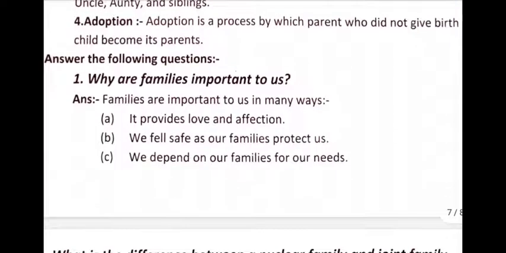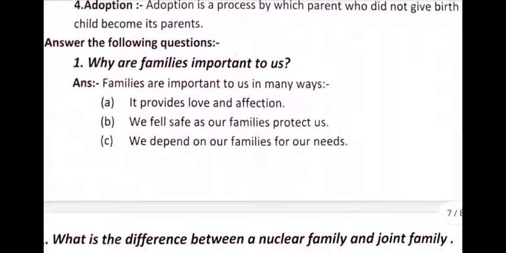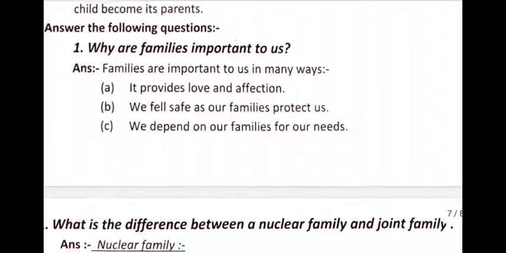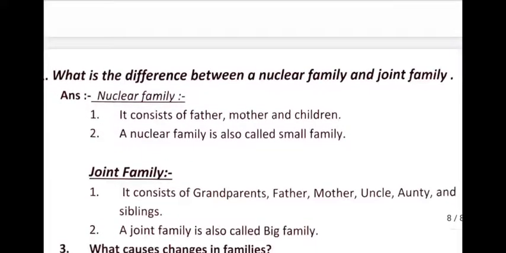Now let's move on to questions and answers. Here all the questions are solved and you have to write them in your exercise copy.